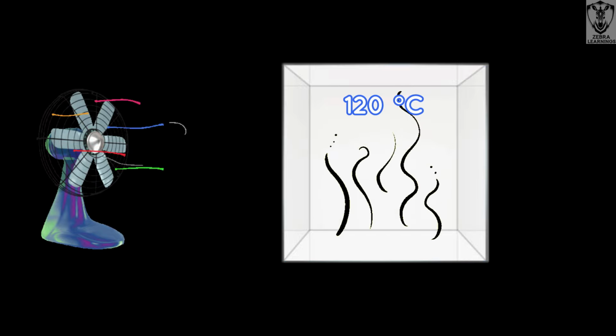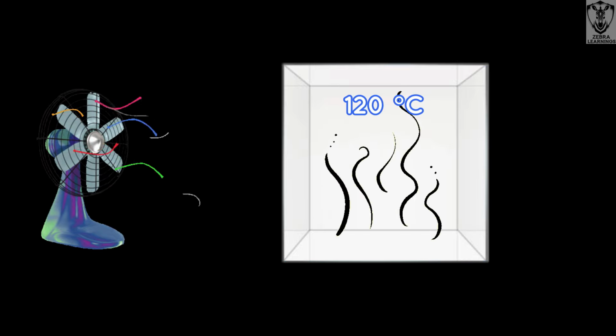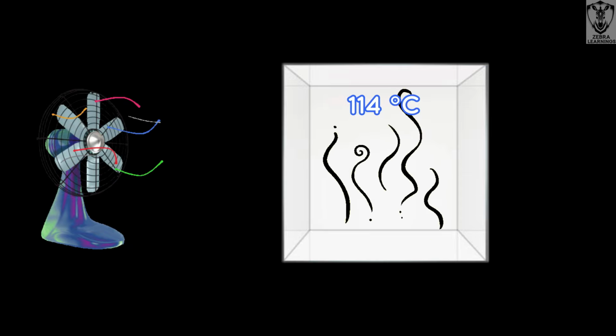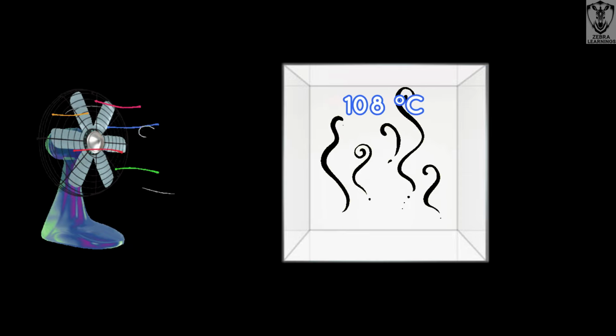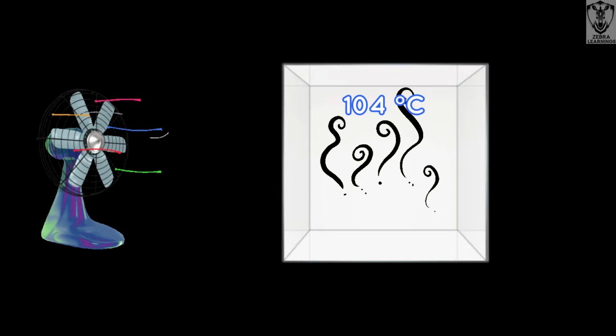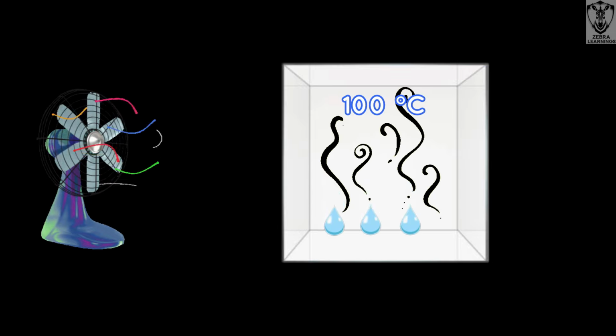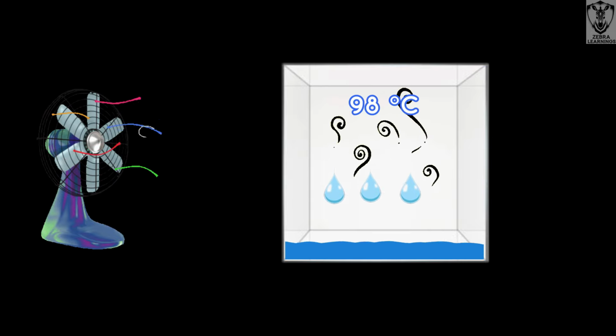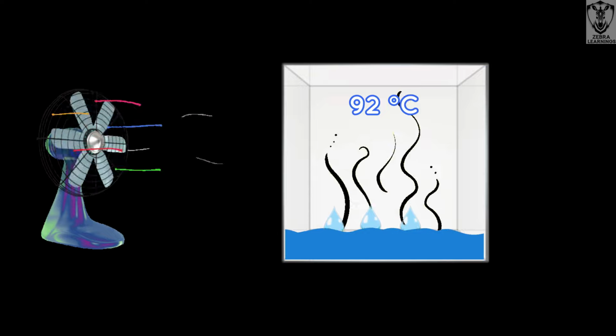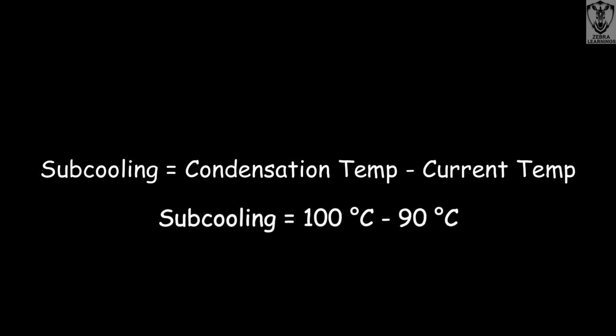For example, we cool a vapor that may be at 120 degrees Celsius. The temperature of the vapor decreases during cooling. At 100 degrees Celsius, the vapor begins to condense into water. Subcooling is cooling the vapor below this temperature. The subcooling formula is: subcooling is equal to condensation temperature minus current temperature. So, subcooling is equal to 100 minus 90, which is 10 degrees Celsius. Now you know what subcooling and superheat mean.